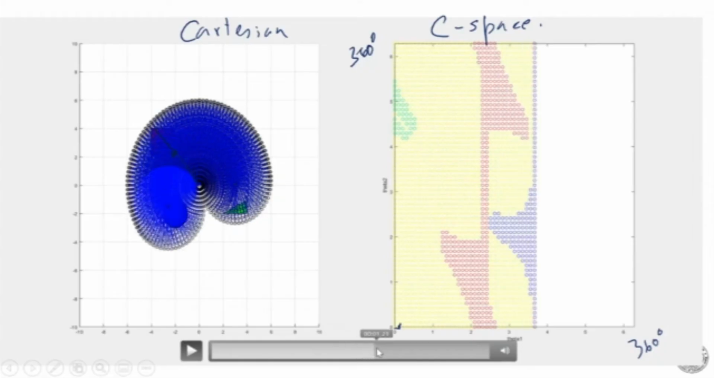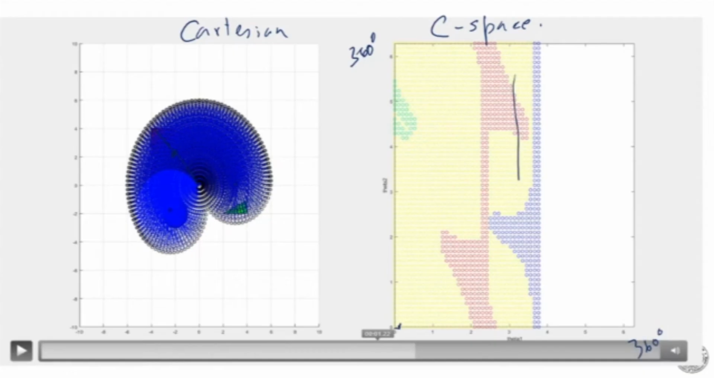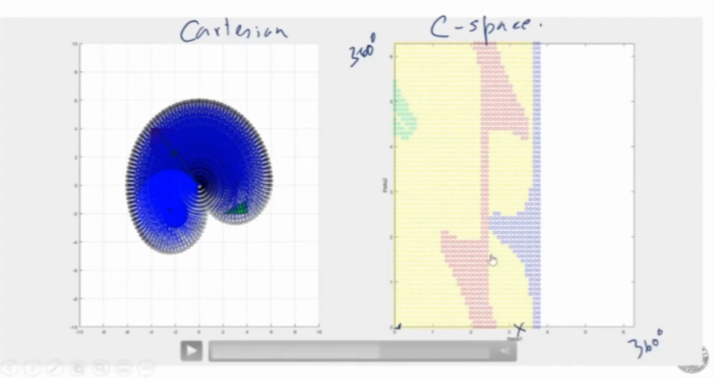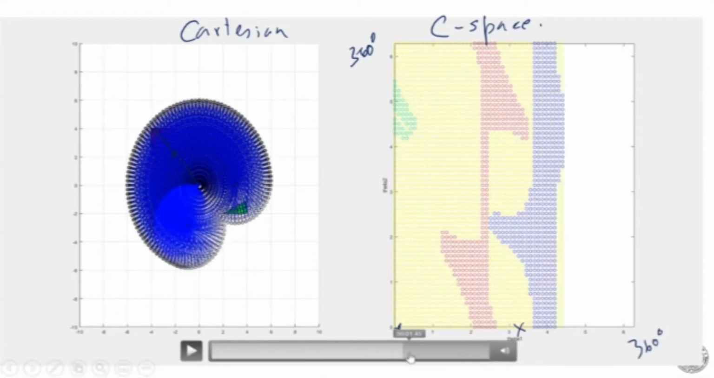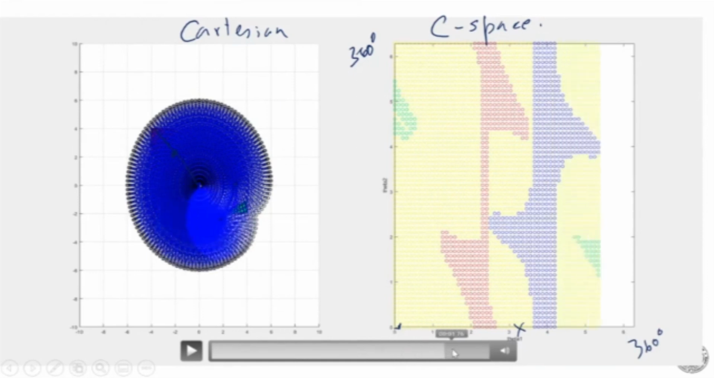Now on my C space diagram, it is hitting the blue one and the red one. So at this location of theta 1, it is hitting the blue one as well as the red one. So both are being marked. Now we move a little bit further. It is going completely up to about 270, then it comes to 360, and it is complete.